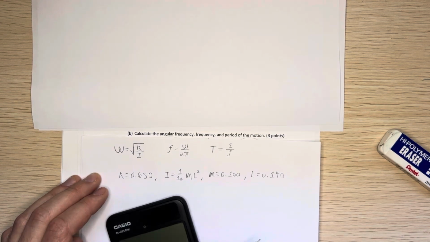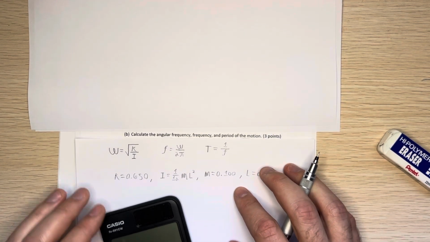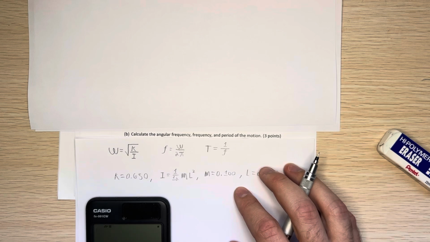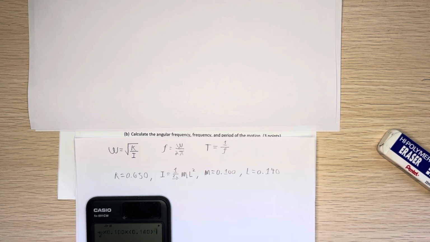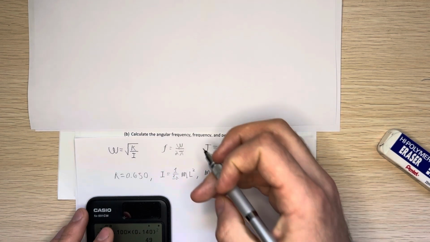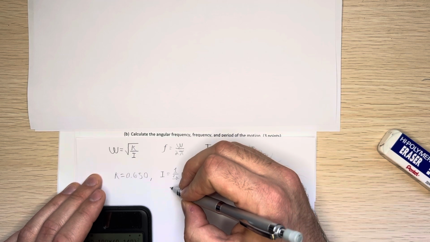Okay, and so basically we're just going to combine all these together. So we'll get our calculator here, handy dandy calculator. We'll calculate I first. So 1 over 12 times the mass, 0.100, times the length squared, 0.140 squared. Okay, ooh, that's an ugly number. Can we get a fraction here? Oh man, that's not any better. We'll stick with the fraction. It's a little bit easier to type out, a little bit faster.